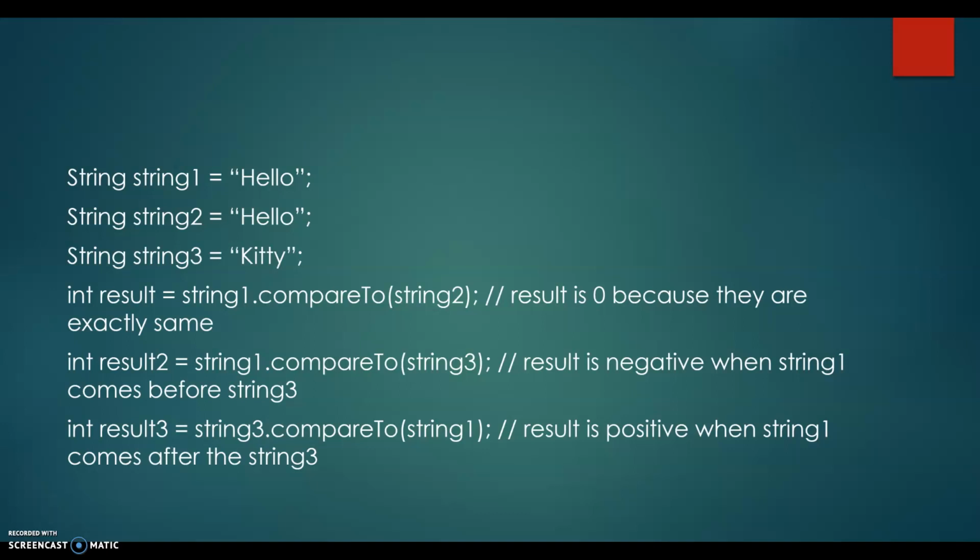We can see that when we compare string 1 to string 2, we get a 0 because their values are identical, exactly the same, including case. When we compare string 1 to string 3, we get a negative number because string 1 comes before string 3. When we compare string 3 to string 1, the answer is a positive number because string 3 comes after string 1.